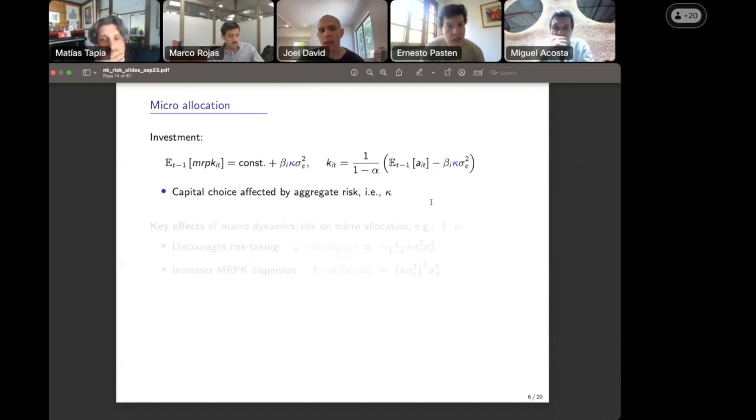No, that's what I'm saying. This guy depends on the process of A for sure, but it doesn't depend on realizations of A. Sure, but you derive that expression for an IID A. Now it's an AR1. Yeah, but we want to keep the same. I get your question. This part of the expression is still going to hold.